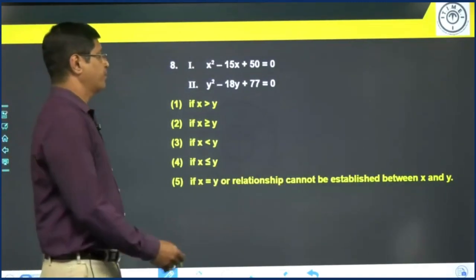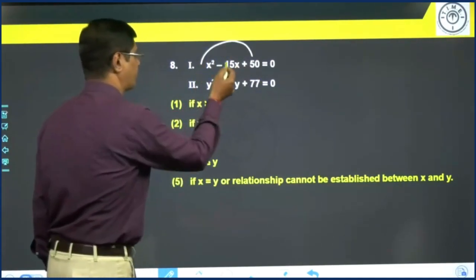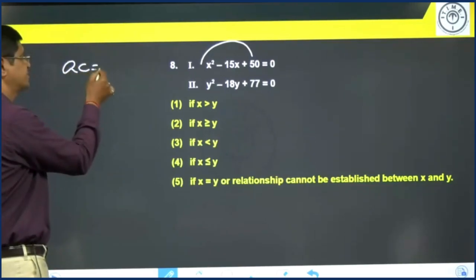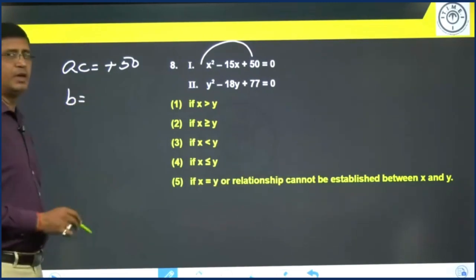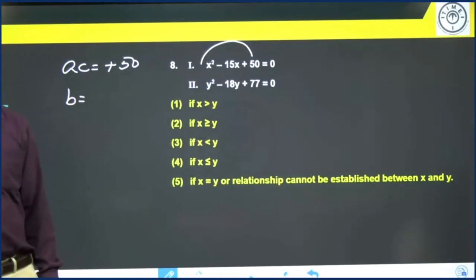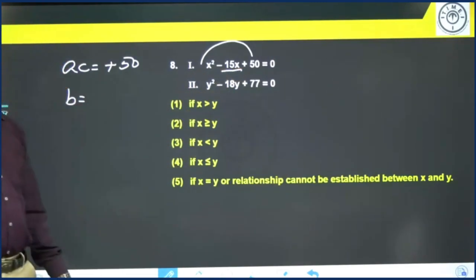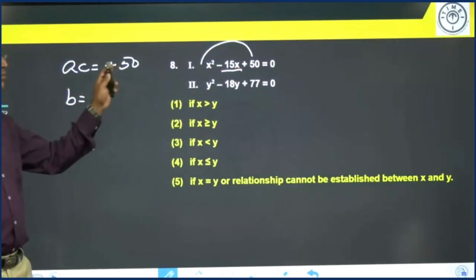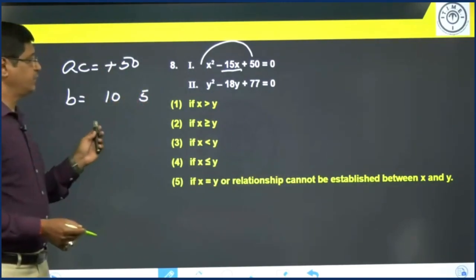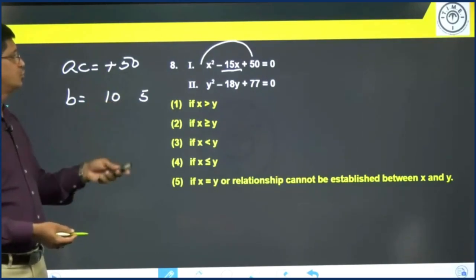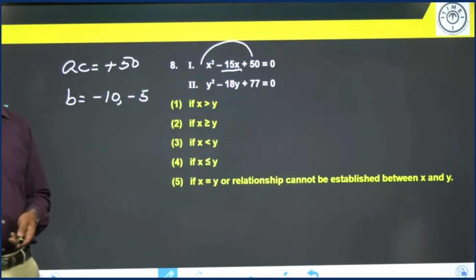X square minus 15x plus 50 is equal to 0. Now what is the product? Product is plus 50. So what will be the value of b? B will be the sum of the two factors. The middle term here is 15. How to get 15? By using product 50. So 10 and 5. 5 into 10 is 50, and the sum of these two is equal to 15. So minus 10 and minus 5 are the factors.